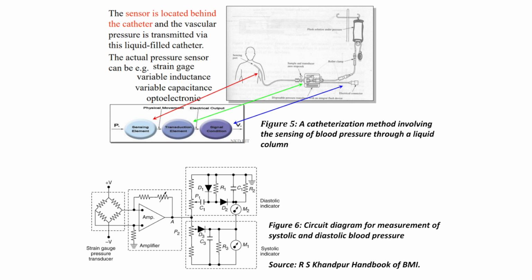The diastolic pressure is indicated by a second meter M2, which shows the difference between the peak systolic and the peak to peak pulse pressure signal. The mean arterial pressure can also be read by using a smoothing circuit when required.